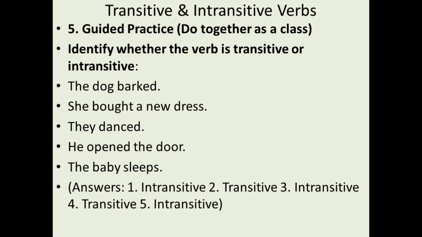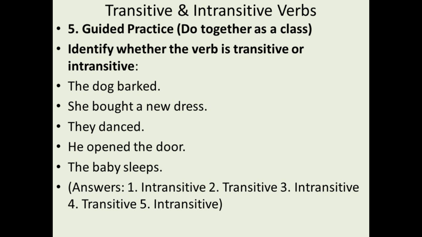So here in this sentence, is there an object? The dog barked. The dog is the subject of the sentence. Barked is what? A verb. There is no object. So this verb is what? Intransitive verb.